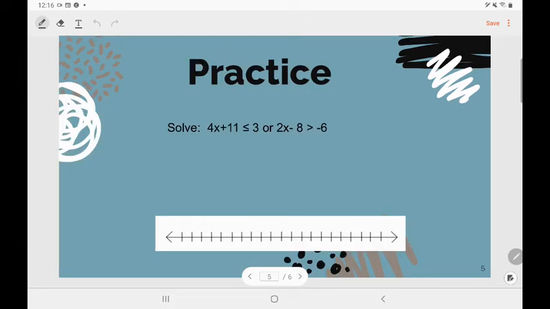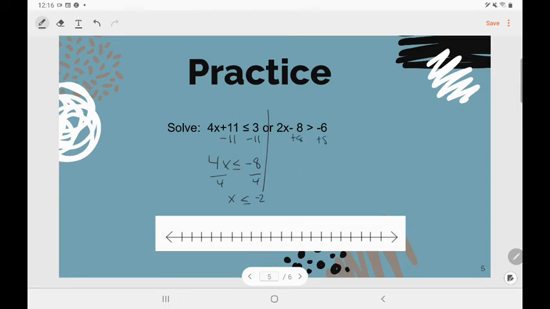Go ahead and take a second, pause this video, and practice. All right, let's get going. So subtract 11, for x is less than or equal to negative 8. Divide by 4, that results in x is less than or equal to negative 2.